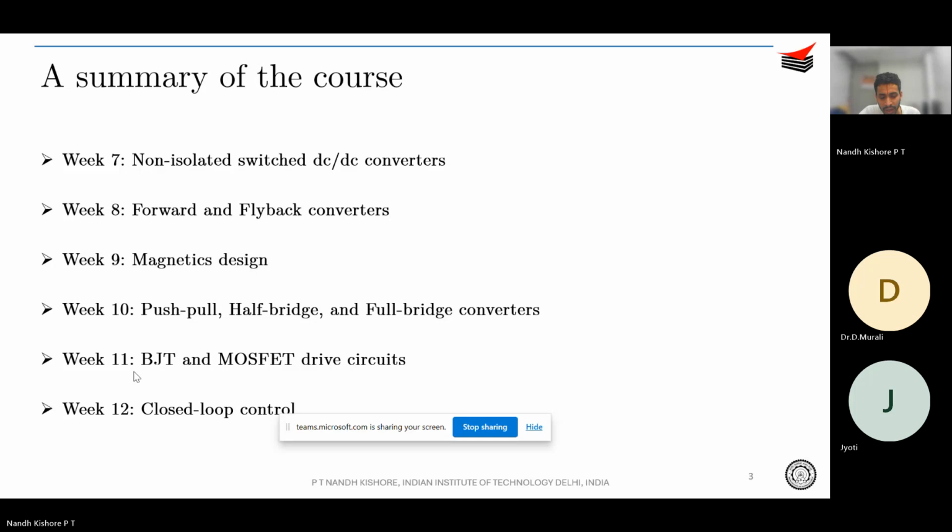And in week 8, we proceeded to DC-DC converters with isolation. So two of the most popular converters are, of course, the forward and the flyback converters, wherein we studied that the forward is a buck-derived converter and the flyback is a buck-boost-derived converter.